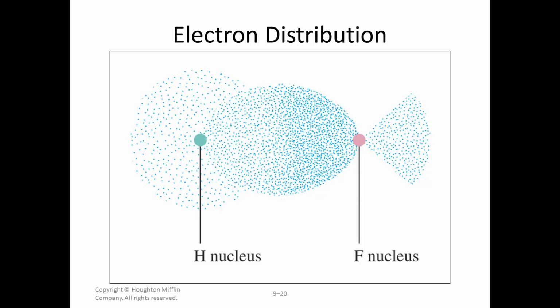If we look at an energy density map of hydrogen fluoride, we'll see much more electron distribution close to the fluorine nucleus.